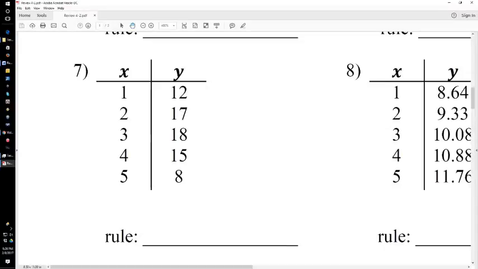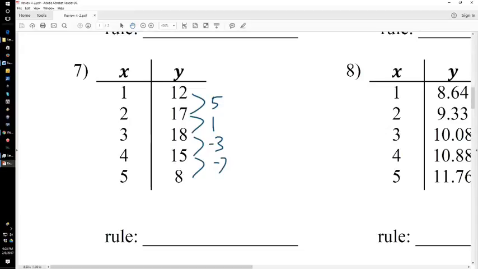Okay, this is for review 4-2 in math models, numbers 7, 8, and 9. We're still trying to determine if they are linear, quadratic, or exponential. So we'll just start off by subtracting. 17 minus 12 is 5. 18 minus 17 is 1. 15 minus 18 is negative 3. And 8 minus 15 is negative 7.